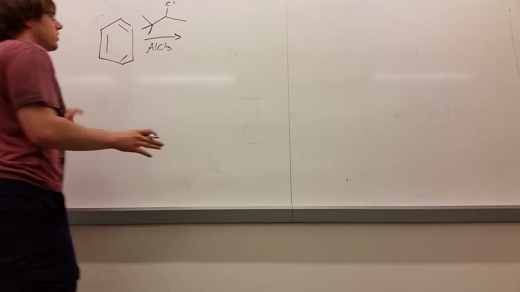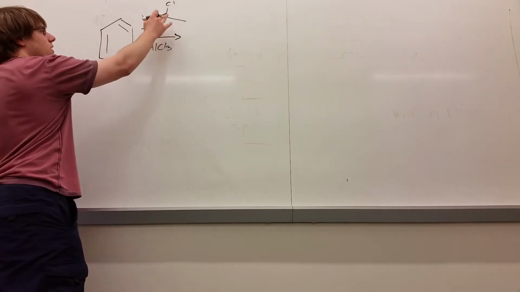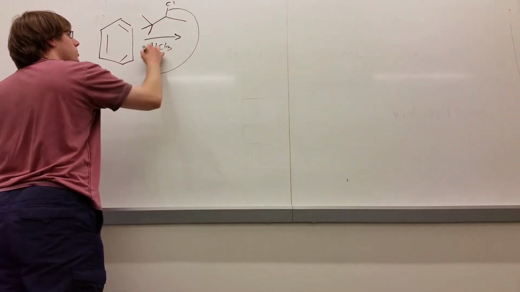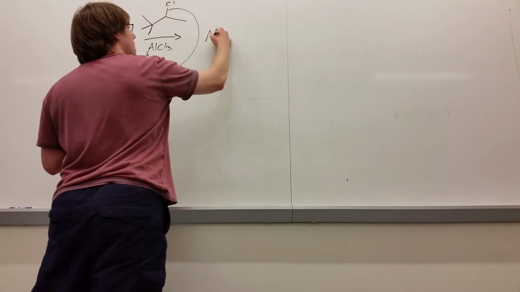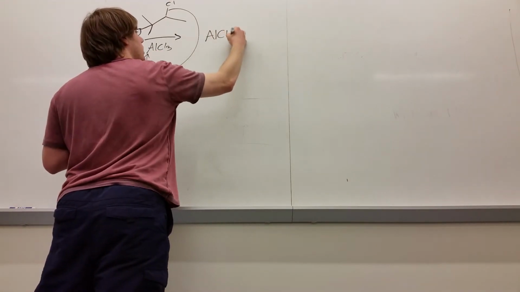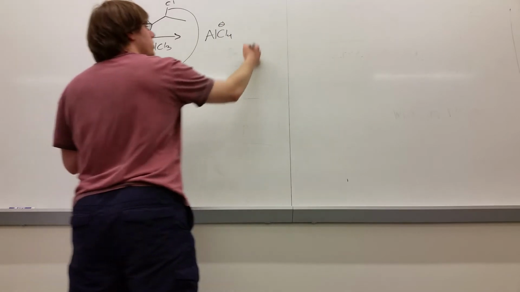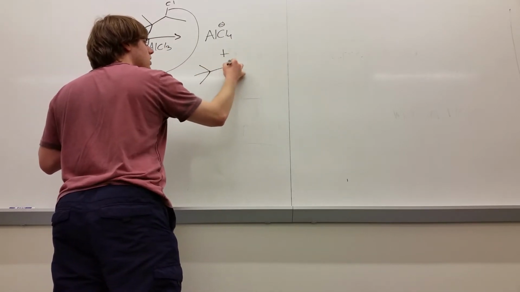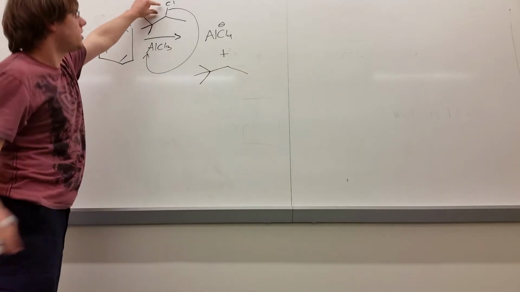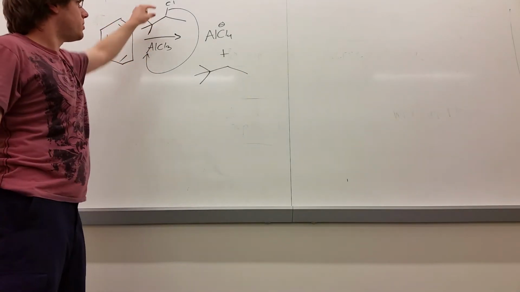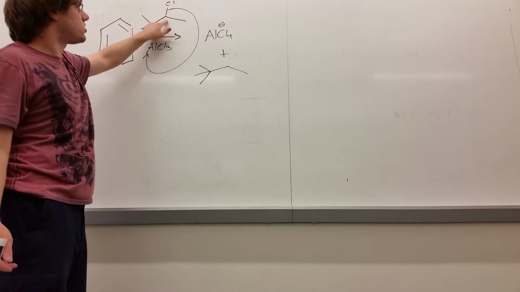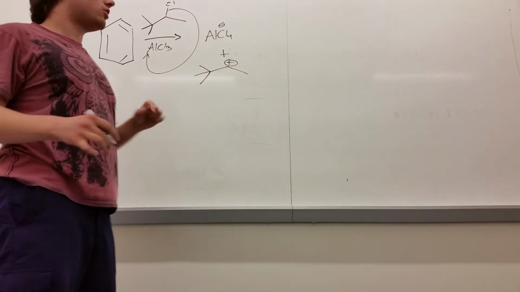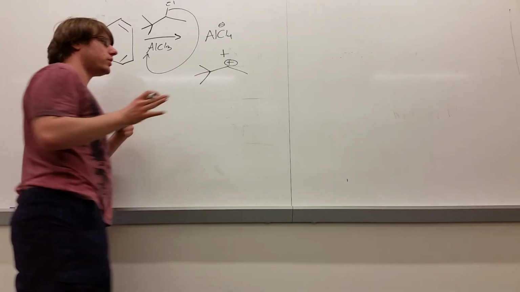First things first, what does AlCl3 do when you have a carbon chain with a chlorine on it? Well, the electrons of the carbon-chlorine bond go to the aluminum and you get AlCl4 minus, plus you get the carbon chain without the chlorine. Because the electrons from the carbon-chlorine bond went to the aluminum, this carbon lost a bond and becomes positive. The positive carbon is where the benzene is going to add.